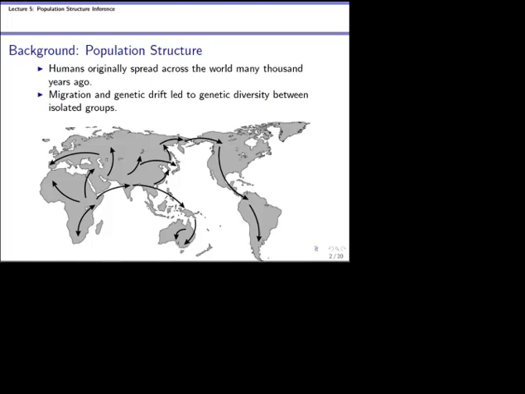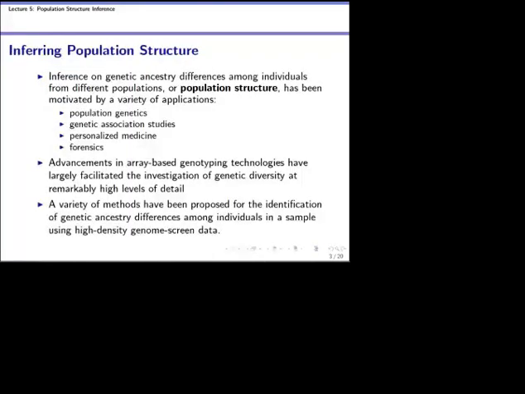And so when you're doing genetic association studies, you're often concerned about individuals in your sample who may have different ancestry, and that ancestry may be driving the association, and the association you're seeing may not be due to the true causal variant or markers that are tagging the true causal variant. So inference on genetic ancestry is critical for a variety of areas in genetics or population structure.